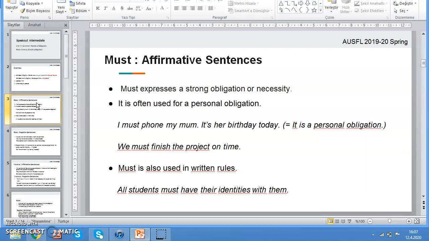Must is also used in written rules, and here is an example for this. All students must have their identities with them. This is the school rule.